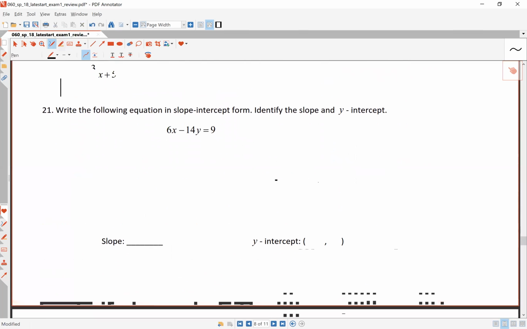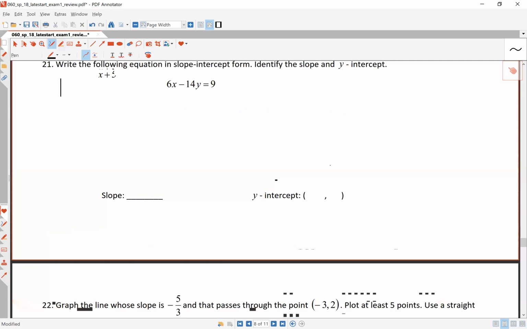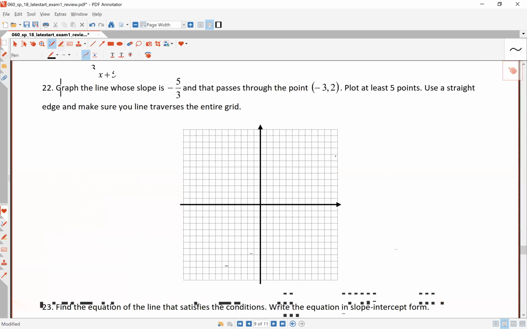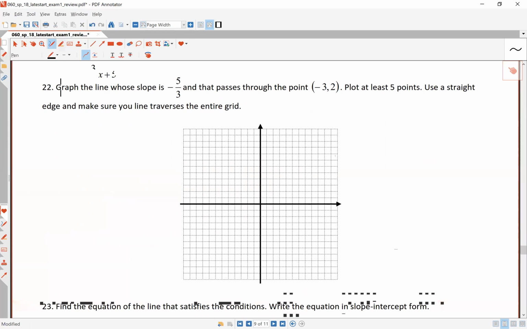So I already showed you how to write it in slope-intercept form when we graph that line. This is real important here. Graph the line whose slope is -5/3 and passes through the point -3, 2. So I go over to -3 and I go up to 2. Plot my point first. Then I use my slope of -5/3, which means to rise -5 and run 3.